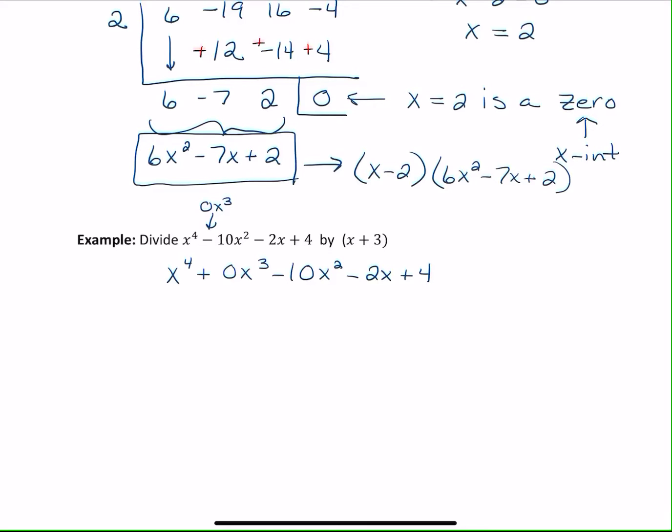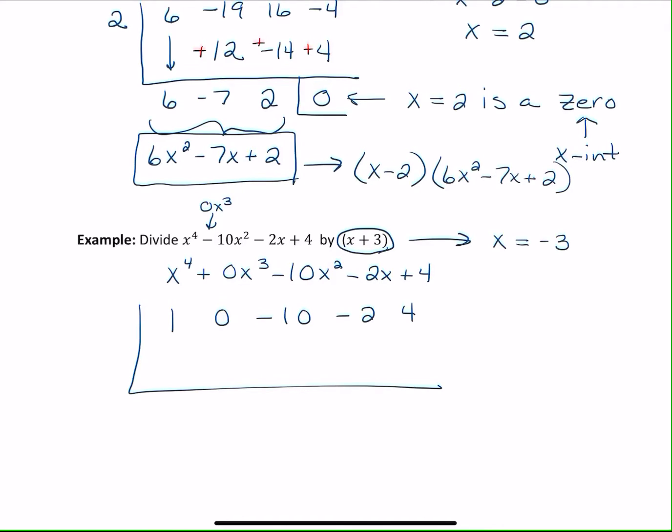I'm going to take the coefficients 1, 0, negative 10, negative 2, and 4. And I'm going to draw my half box. And I'm dividing by x plus 3. So as a 0, that's going to be x equals negative 3. So I'm going to put the negative 3 out here. And then you bring the first coefficient down, multiply. Negative 3 times 1 is negative 3. Add 0 plus negative 3 is negative 3.